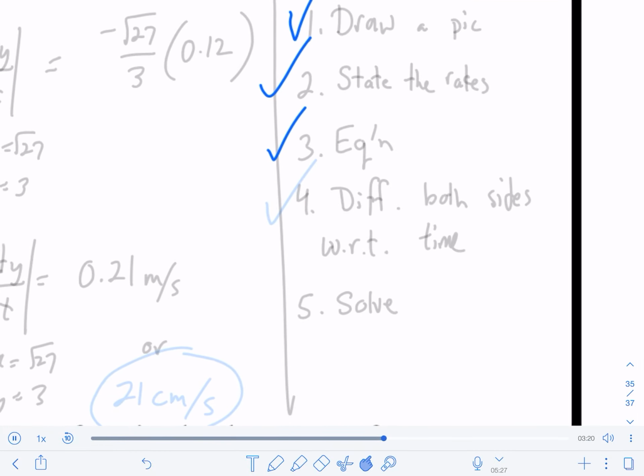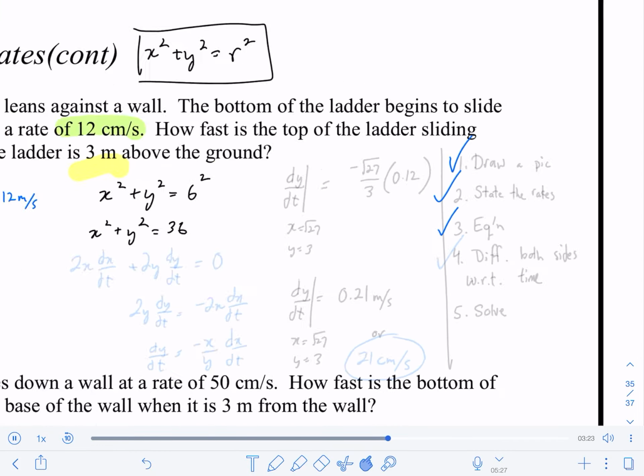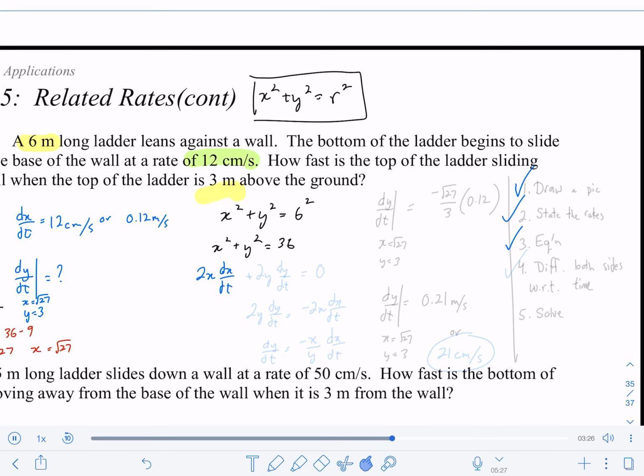The next thing, second last step, is to differentiate both sides with respect to time. So that would be 2x dx/dt plus 2y dy/dt is equal to 0, because the derivative of any constant term is just 0. And then we're going to isolate the one that we're trying to work with, which is the dy/dt. So I'm going to subtract 2x dx/dt from both sides, and we have 2y dy/dt is negative 2x dx/dt. Divide both sides by 2y, and dy/dt is going to be negative x over y times dx/dt.